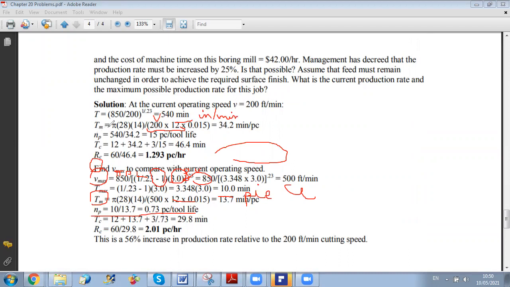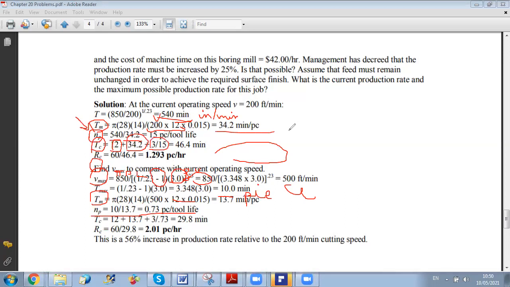Then the machining time will be computed in minutes per piece. Once I get the machining time and I have the tool lifetime, I can get the number of pieces produced, which is the tool life over the machining time per piece. I get then the number of pieces that can be produced during one tool life. Once this is done, I can calculate the total time needed to produce a piece. As usual, we have the handling time, the machining time, and the tool change time per piece.